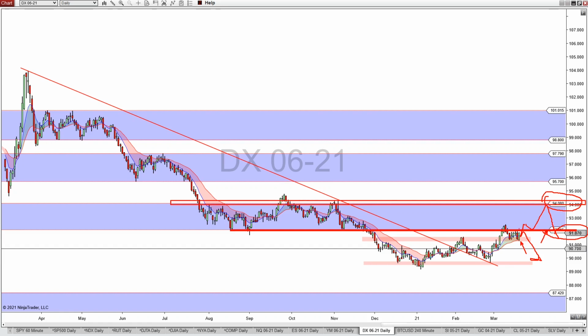If it gets rejected at any of those levels, then I'll be looking for a pullback to the next lower level, just right underneath it. So if it comes up and gets rejected at 94, I'd be looking for this thing to pull back to 92. If it gets rejected at 92, I'm looking for this thing to come down to this level here, somewhere around the 89 and a half area.